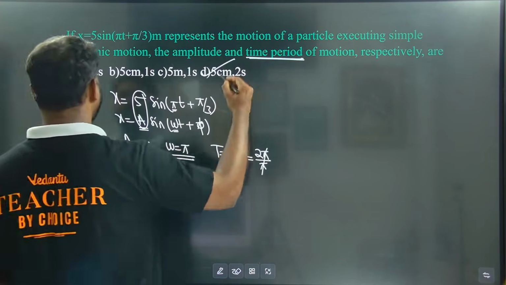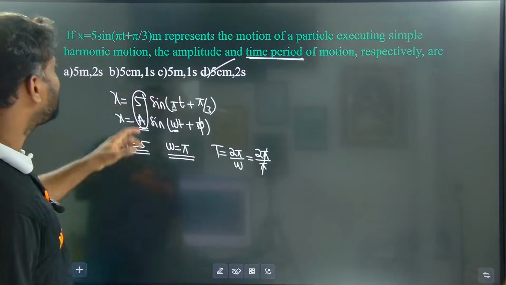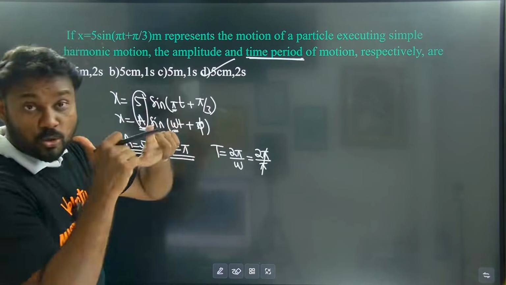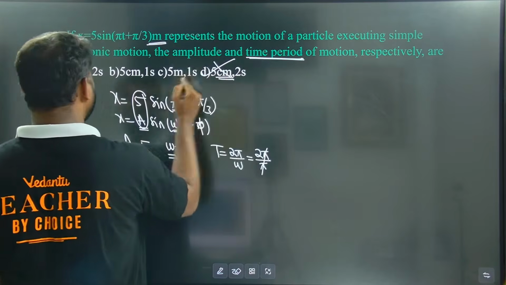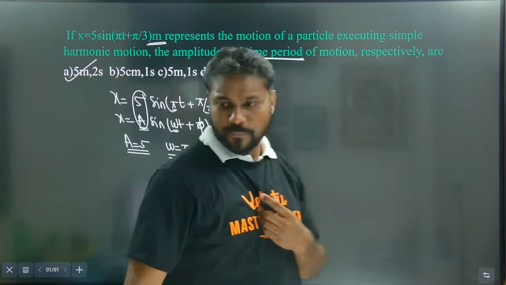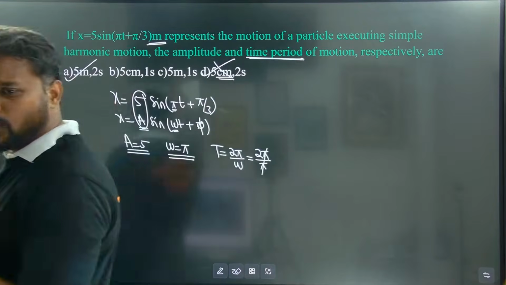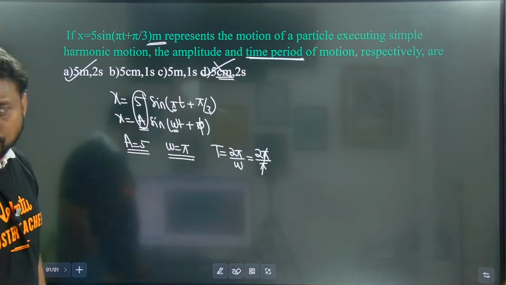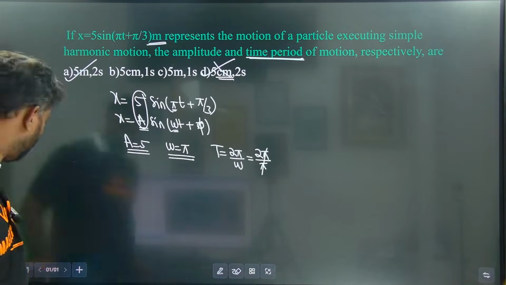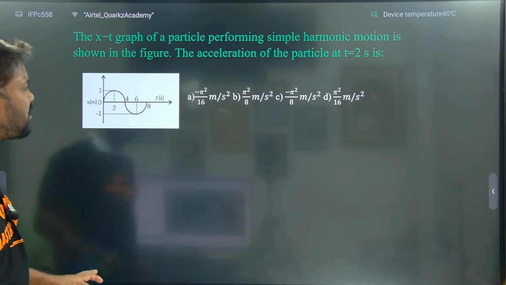So D is that the answer? 5 centimeter. So unit paarunga, meter la kodutthirukkaanga. See, don't make the mistake. It is given as meter, but inga centimeter kodutthuttanga. It is not an option. What is the answer? A is the answer. Clear? Everyone understood, right? Yes. Next question is that.